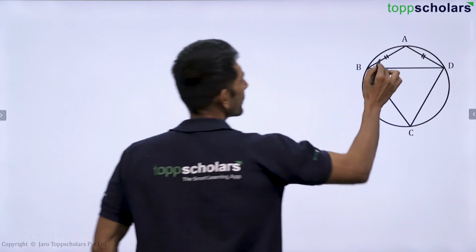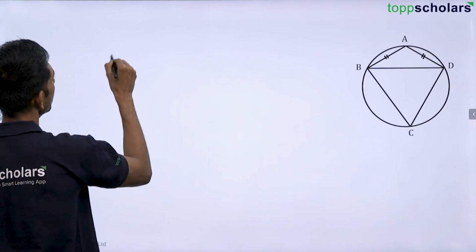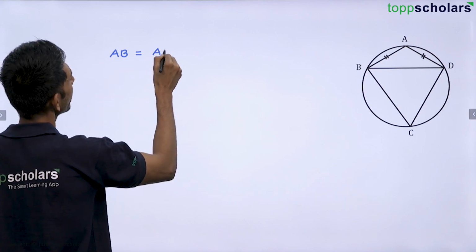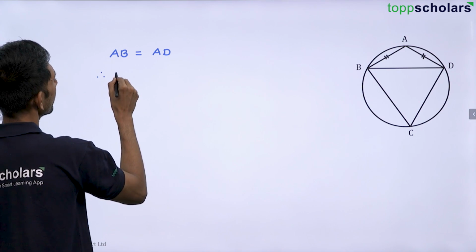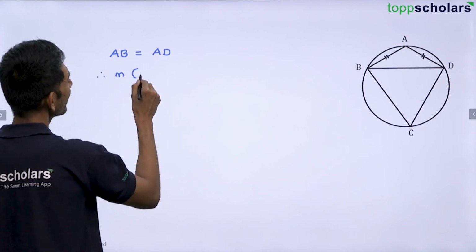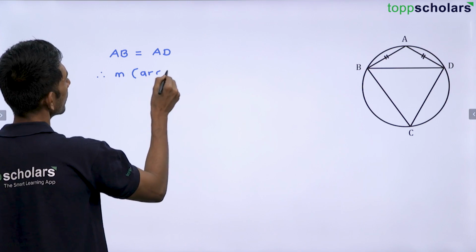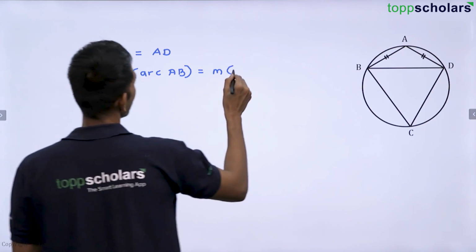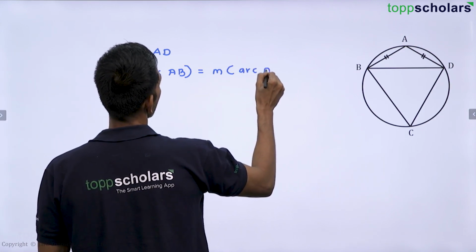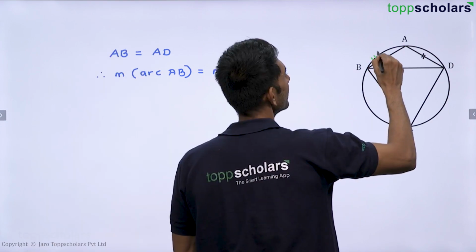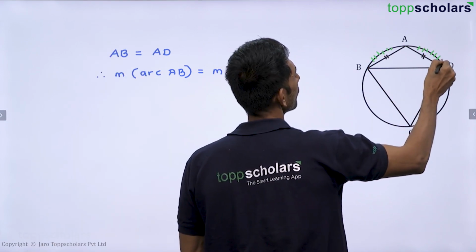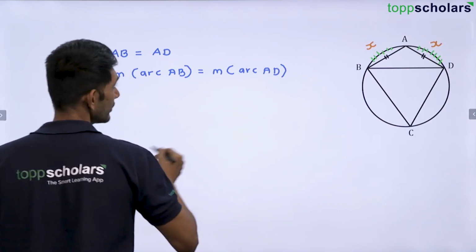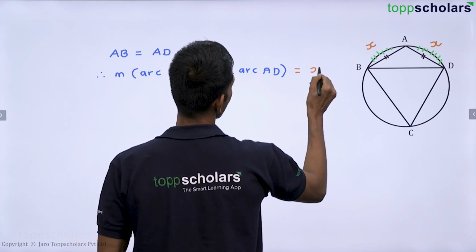Now understand, it is already given that AB is equal to AD, correct? Therefore, can I say measure of minor arc AB is equal to measure of minor arc AD. So can I say this arc and this arc, both of them are equal. This can be x, this can be x. Correct? So let them be x, right? Because both of them are equal.